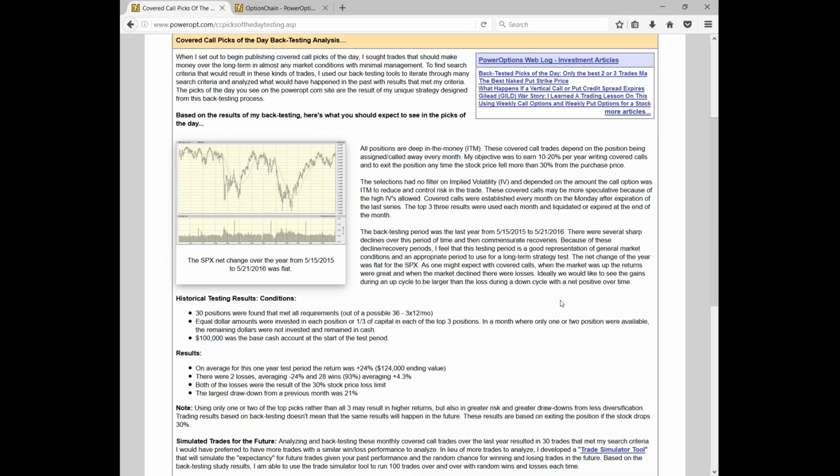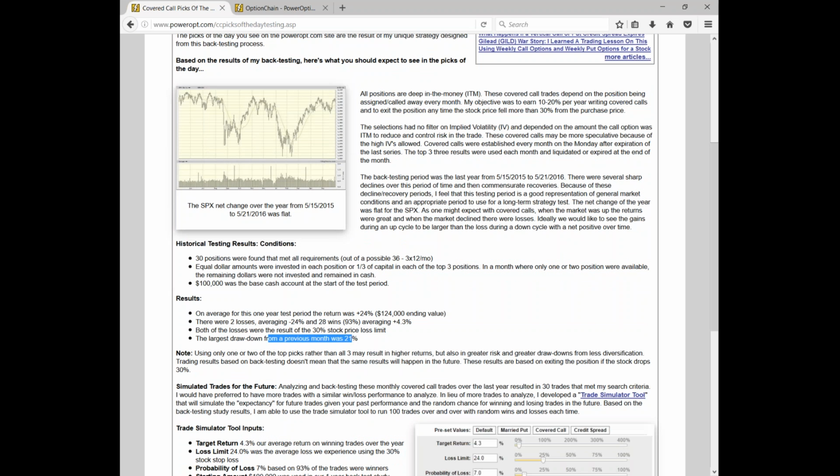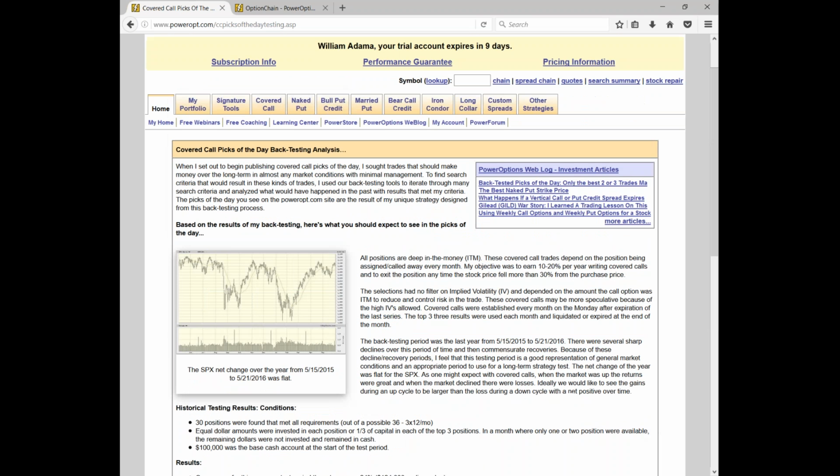There's some management discussed in here as well, but over that 1-year test period, and you can see what the SPX did during that time period, it was up 24%. There were 2 losses averaging 24% on each one, and 28 wins that had a gain of 4.3% over that time period. The largest drawdown from the previous month was about 21%, probably because one of those stocks fell.